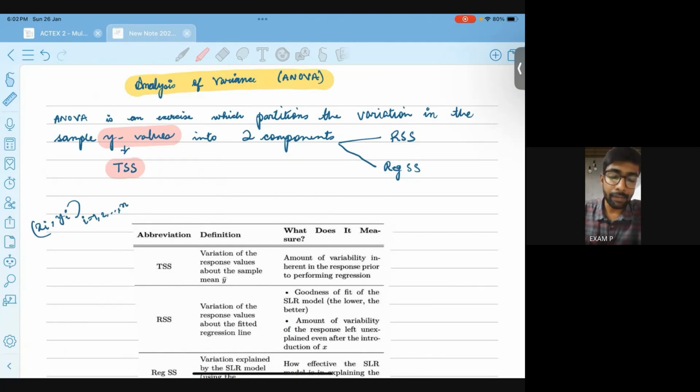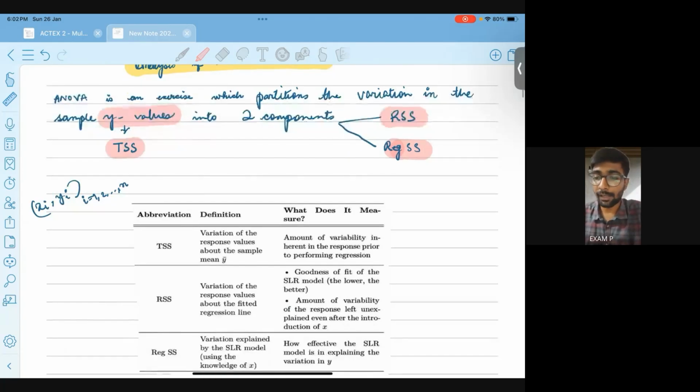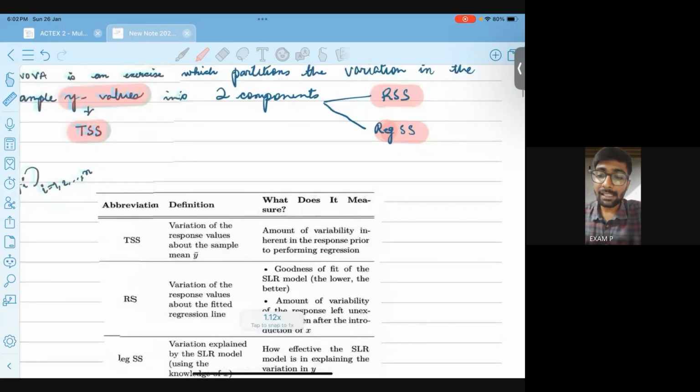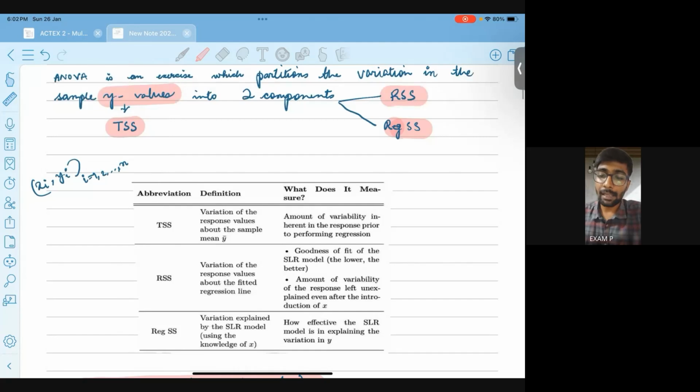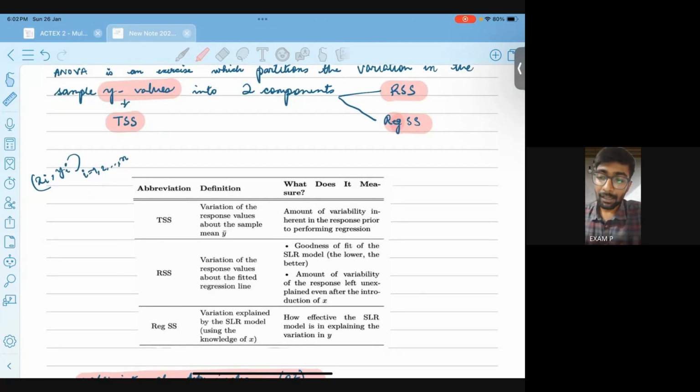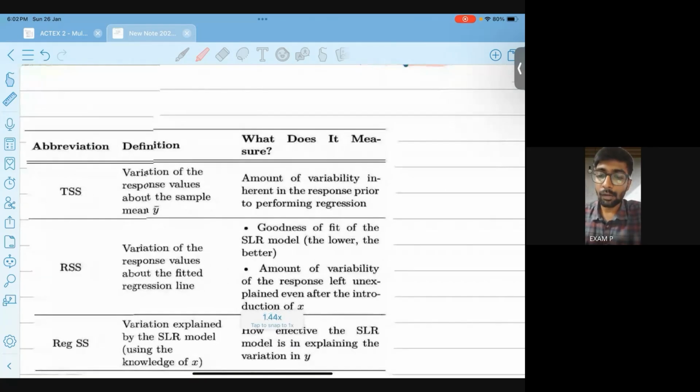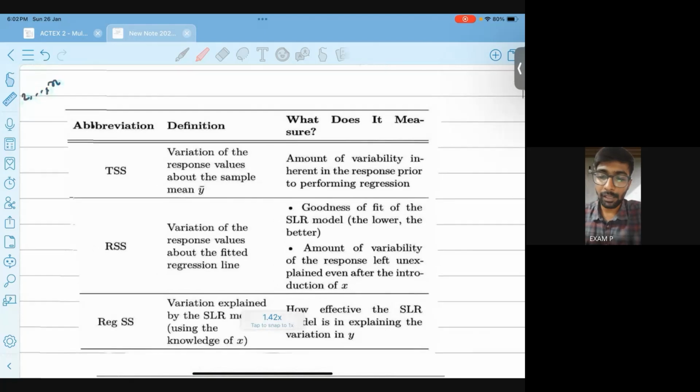And when we partition this into two components, what are the two components? One is called RSS, which is the residual sum of squares, and the other is called regression sum of squares. When we do this, this is what is called analysis of variance. Once we separate TSS into RSS and regression sum of squares, then we can calculate some further metrics as well. But for now, let's look a bit deeper into what each of these means.